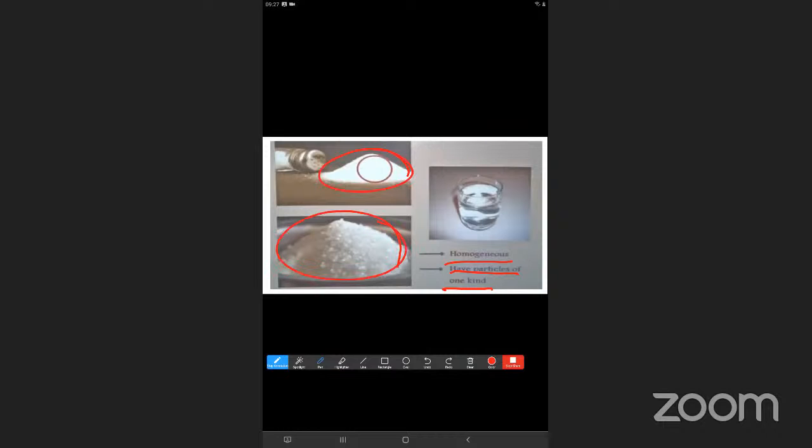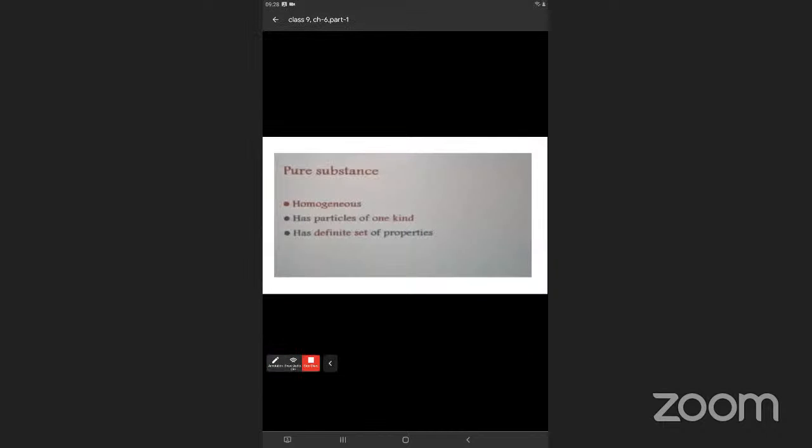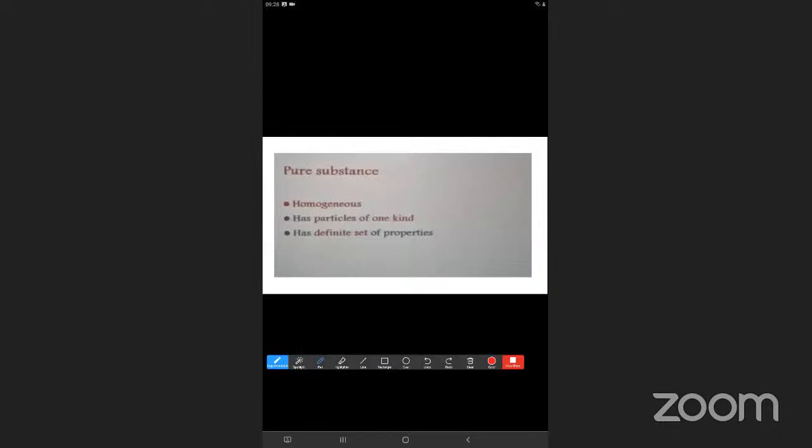Here same composition throughout. Here also same composition throughout. Here also same composition throughout. So these are homogeneous and have particles of one kind. So we can call these substances pure substances. Pure substances are homogeneous, have particles of one kind and have a definite set of properties. Here always the properties are fixed.